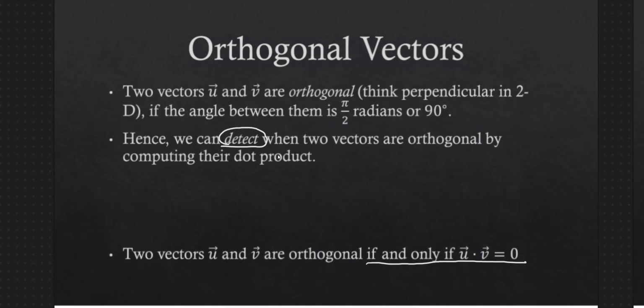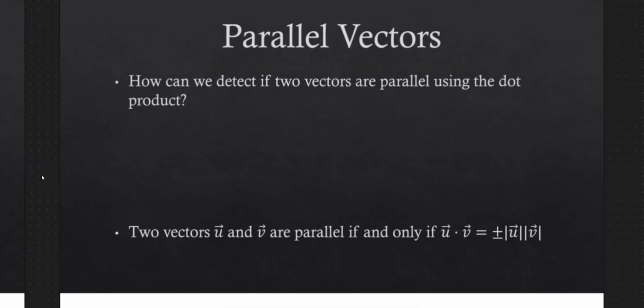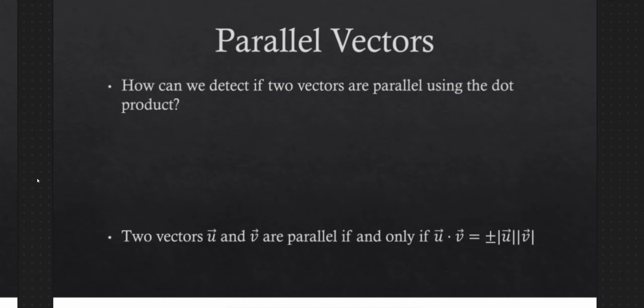This is a way to detect when two vectors are orthogonal. This is going to turn out to be theoretically very helpful, and I don't mean possibly helpful. I mean in the theory of vectors, this detection is going to be very helpful for working out the theory. So this is pretty cool. I can detect when two vectors are orthogonal by computing dot products. I can also detect if two vectors are parallel using dot products.